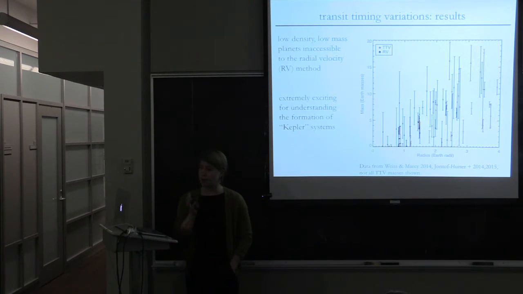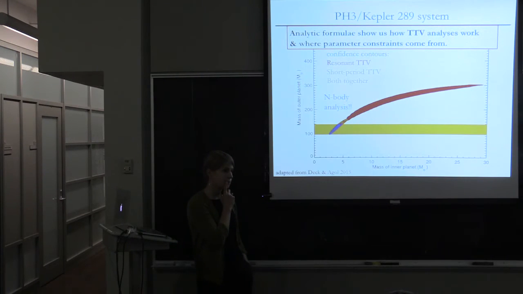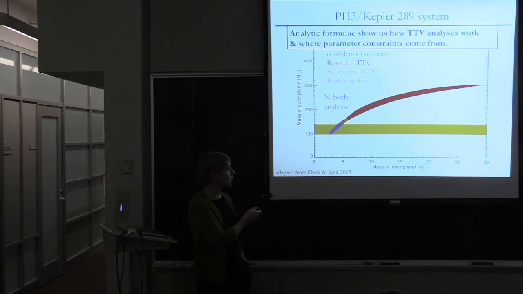Sorry, can I ask about, should I be worried about the fact that these contours are like the mass of the outer planet? There seems like there's some tension between the resonant and the short.